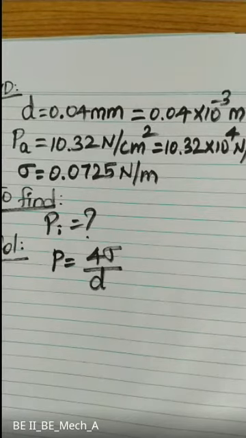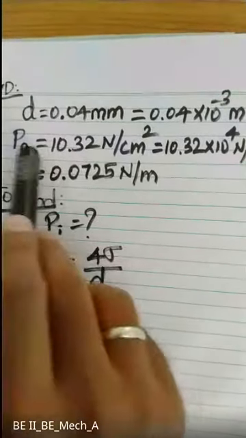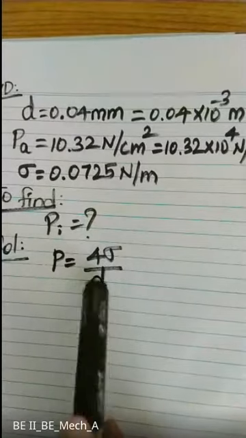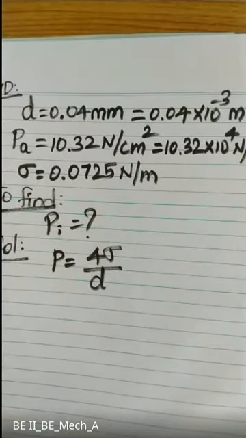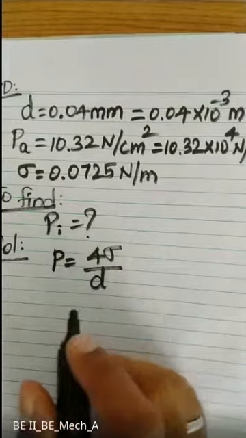Did you understand what I said? The inside pressure will be greater. So you have to add this value with this atmospheric pressure. If you do that, you will find the inside pressure of the water droplet. So you can proceed here.